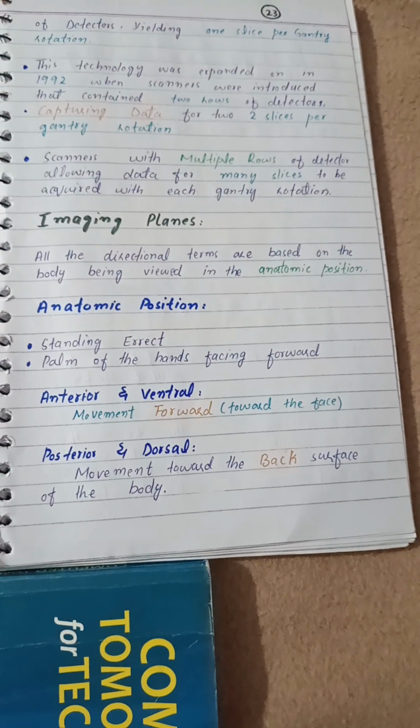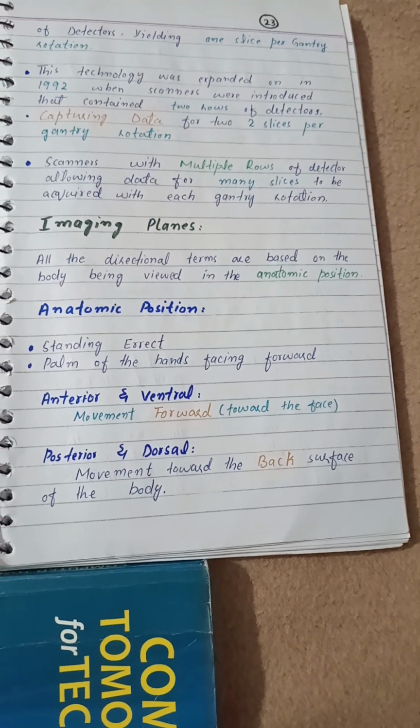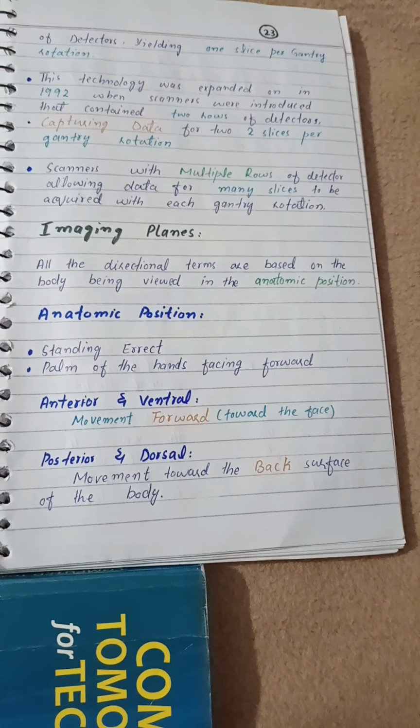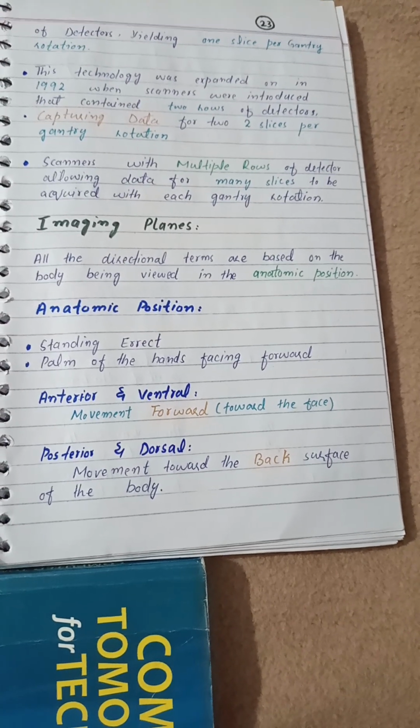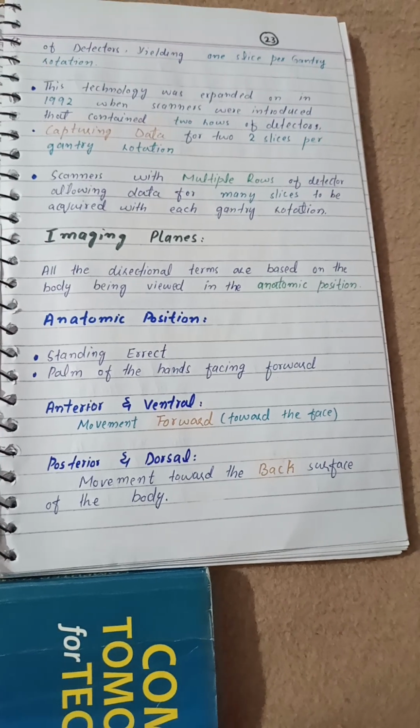Imaging planes. All the directional terms are based on the body being viewed in the anatomic position: standing erect, palms of the hands facing forward. Anterior and ventral: movement forward toward the face. Posterior and dorsal: movement toward the back surface of the body.